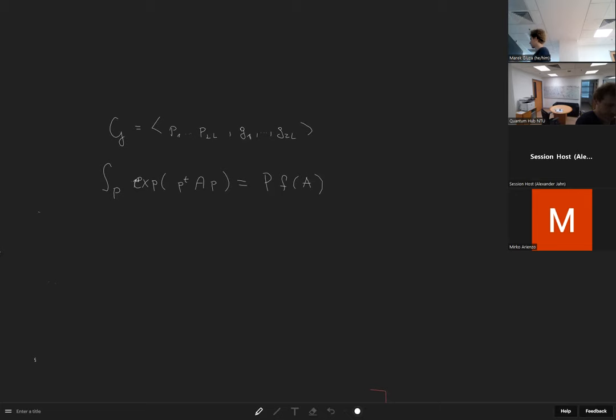And now what we can consider is what happens if I integrate against P, but I have some quadratic form, and I will call Q. Q will be a vector of P1 until P2L and G1 until G2L, so basically the collection of all. So now I can use this to consider some new exponential function.